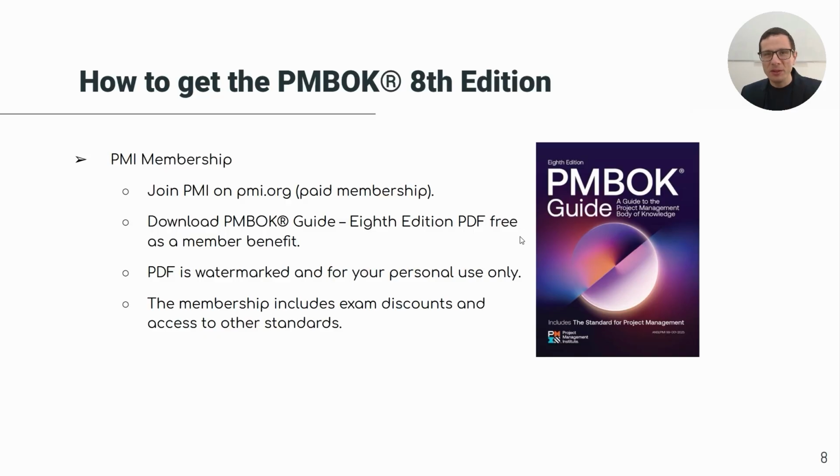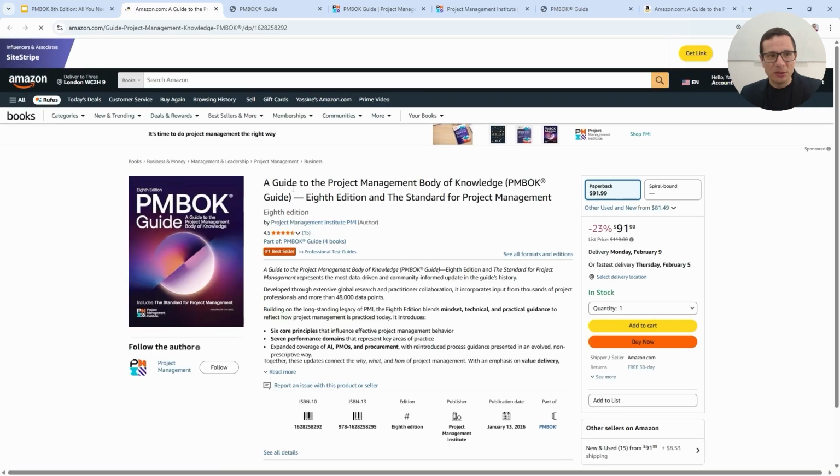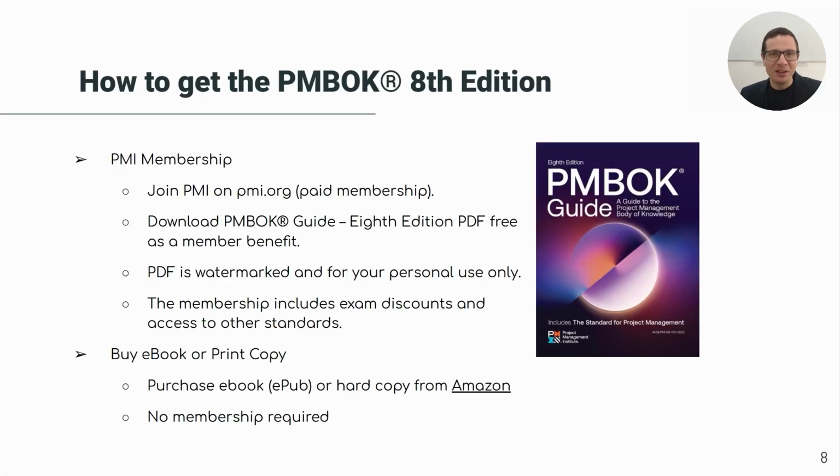That's the first method. The second method is to buy an ebook or print copy on Amazon. You purchase the ebook or hard copy from Amazon. No membership required. You just go to Amazon, search for PMBOK, and you will find it easily. And here you can add to cart and buy now, and you choose your address in order to receive it. These are the two methods.